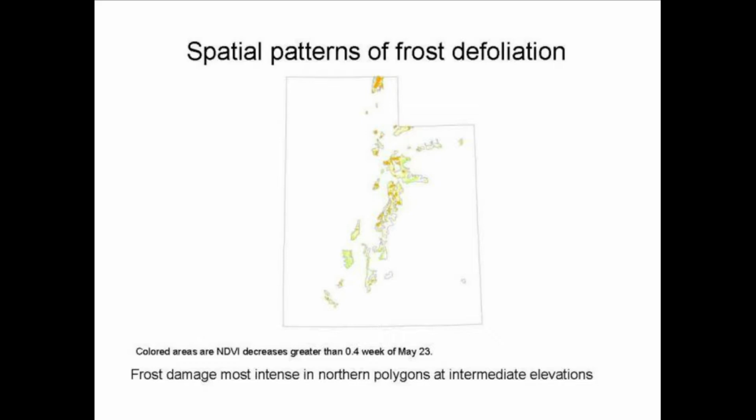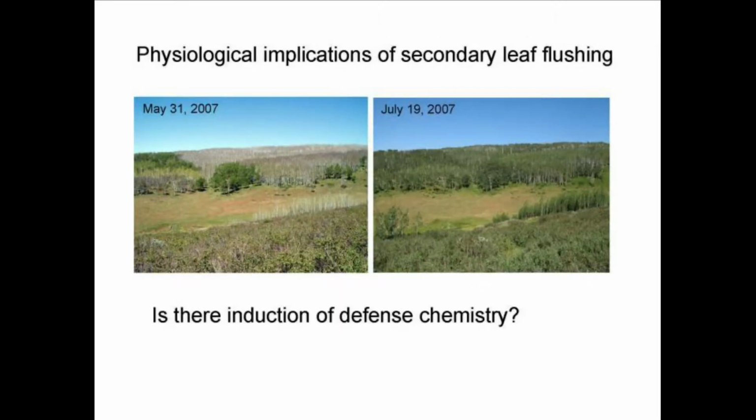And frost damage is most intense in more northern polygons at intermediate elevations. So yes, they did leaf back out. This is May 31st, at Deseret Ranch. We came back in the middle of July, and the aspen had leafed back out. Physiologically this is very interesting, because you've lost the resources as these leaves became necrotic and fell off, and so there's a resource investment that has to then go back in to reflush it.